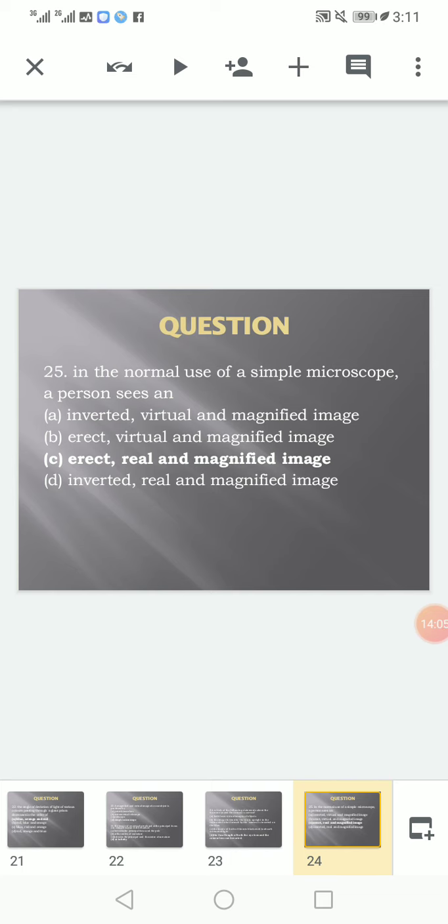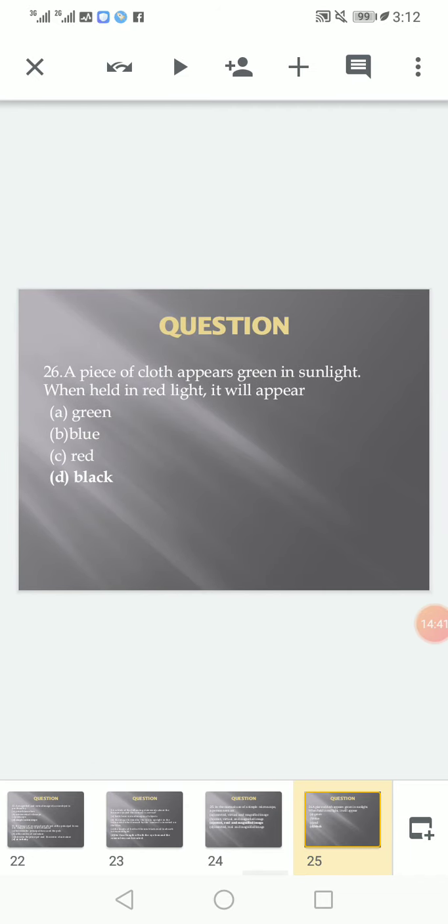25 says, in the normal use of a simple microscope, a person sees. So when a simple microscope is being used, what are the images that a person will see? The image is virtual, erect, and magnified. I repeat, in the normal use of a simple microscope, a person sees an erect, virtual, and magnified image. So the image seen has the following characteristics: erect, virtual, and magnified.